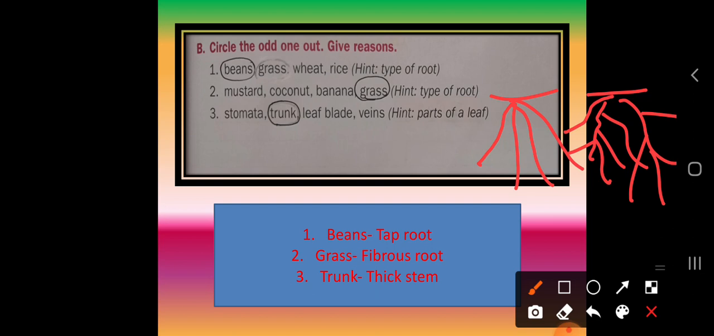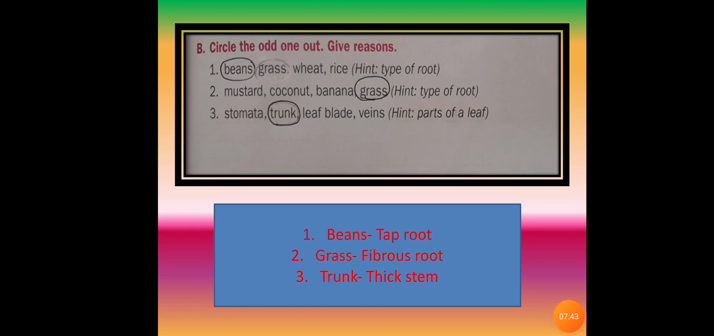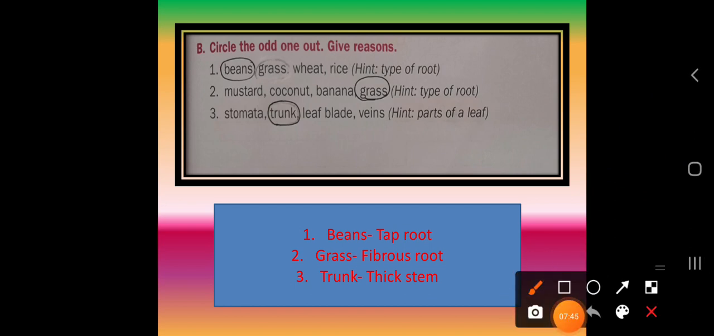So beans, grass, wheat, rice. In that, beans has the tap root. Okay, beans has the tap root. So that's why grass, wheat, rice are the fibrous root. So beans you have to pick out. So the answer is beans, which has the tap root. Okay. Now the next question is mustard, coconut, banana, grass.